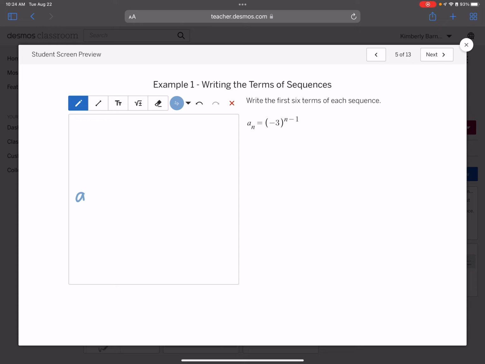But our last term, a sub 6, negative 3 to the 6 minus 1, so negative 3 to the 5th power. So we're taking 81 times negative 3, that's negative 243. So our first 6 terms are 1, negative 3, 9, negative 27, 81, and negative 243.